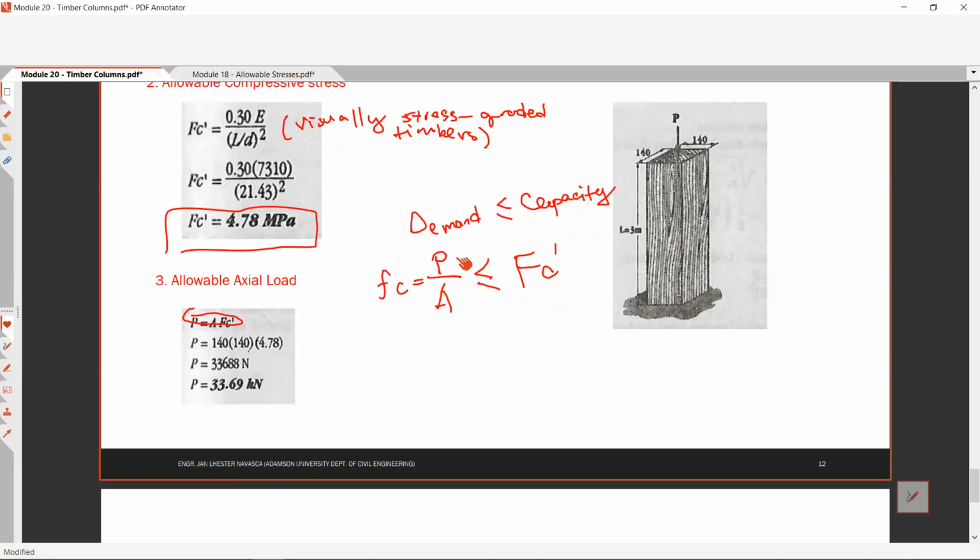So you get P over A. Gagawin natin your P over A is equals to FC prime. Okay, so solving for P, multiply mo all terms by A, you get P is equals to A times FC prime, or the adjusted compressive strength. So therefore, your cross section is 140 by 140 multiplied by 4.78. That is your adjusted allowable compressive stress.